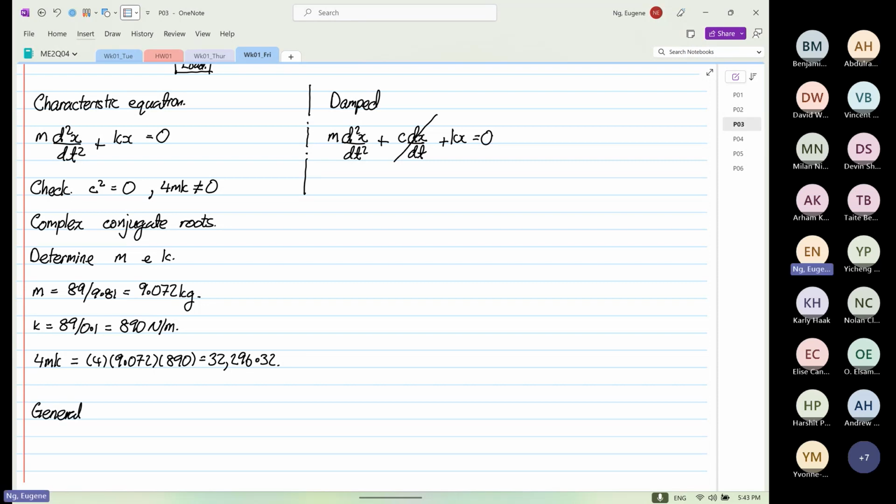A student asked me, do I provide the general solution in the formula sheet? Yeah, I'll provide the general solution. I don't expect you to memorize this at all.